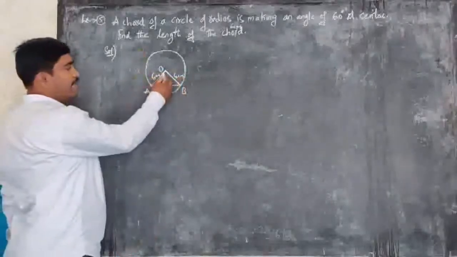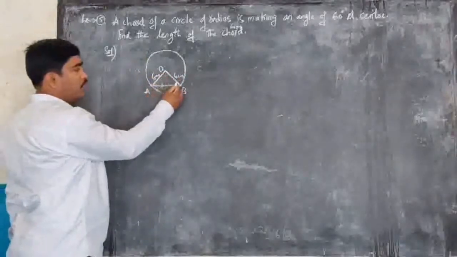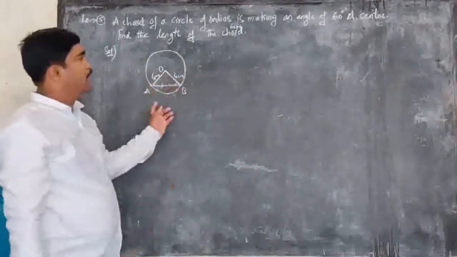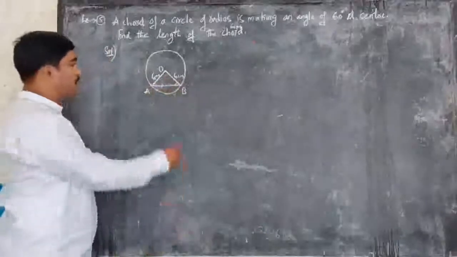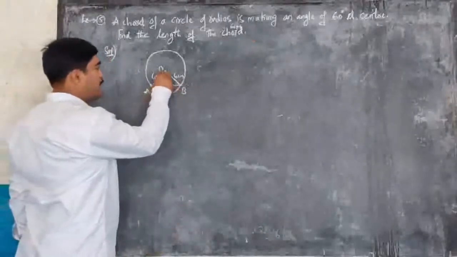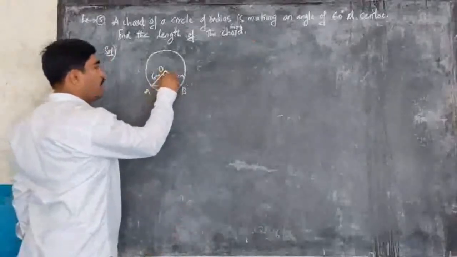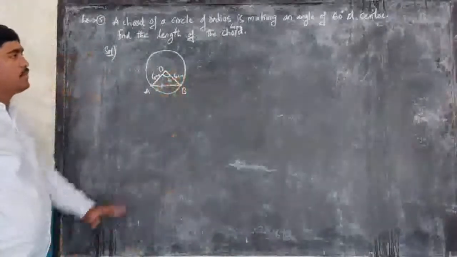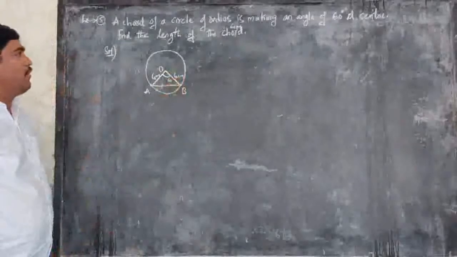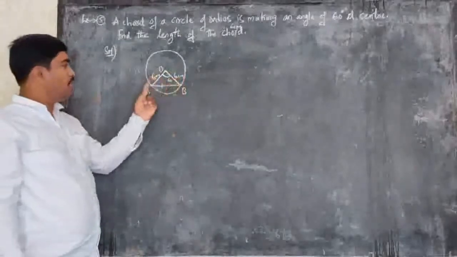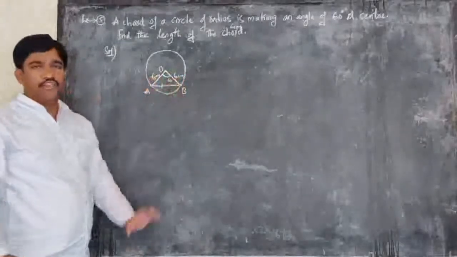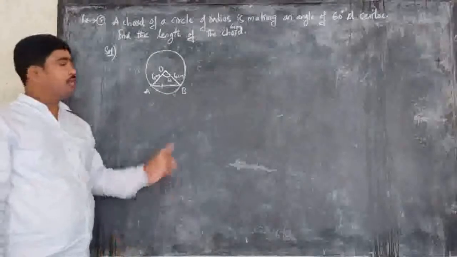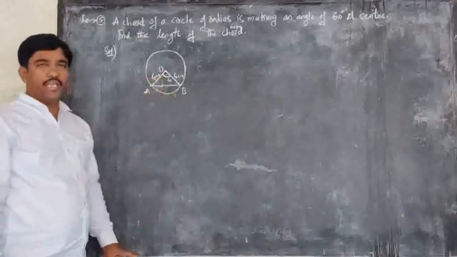Now you know there are 3 angles, 1, 2, 3, but here if you observe, he has given the angle at the center, so I'll consider the angle present at this O. Here there exists a 60 degrees angle. This is the problem given. If you observe here, OAB is a triangle.